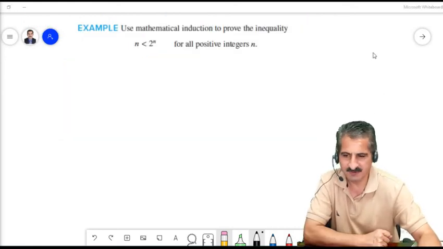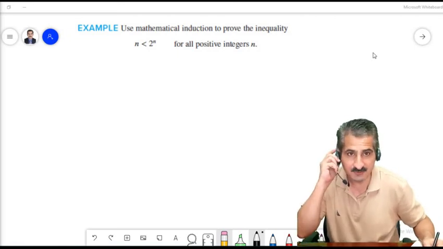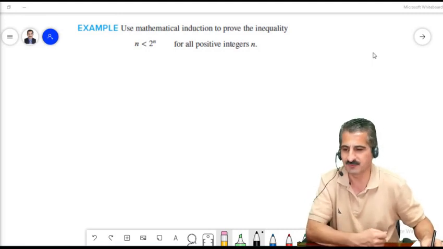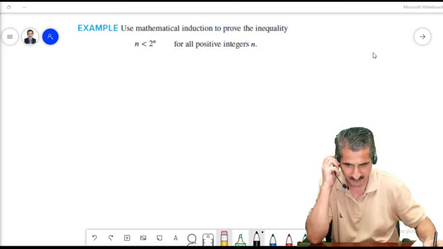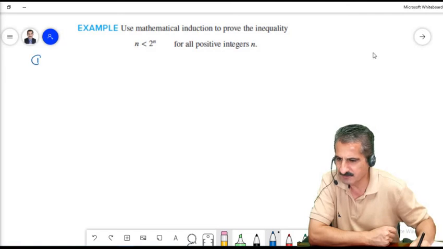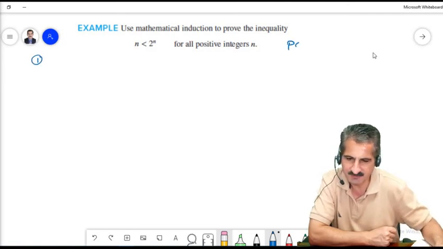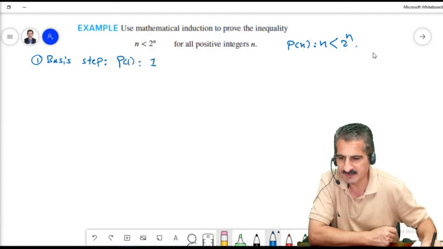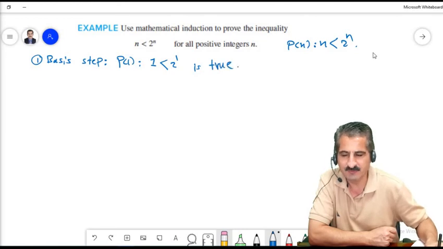Use mathematical induction to prove that n is always less than 2 to the power n, which is apparent. Okay, 5 is less than 2 to the power 5, 4 less than 2 to the power 4, 2 less than 2 to the power 2. Okay, but we need to prove it. We need to use mathematical induction. So first, let me write here, P of n means n is less than 2 to the power n. Now the basis step, which is checking that this is true at 1. P of 1 says 1 is less than 2 to the power 1, so this is true. So P of 1 is true.